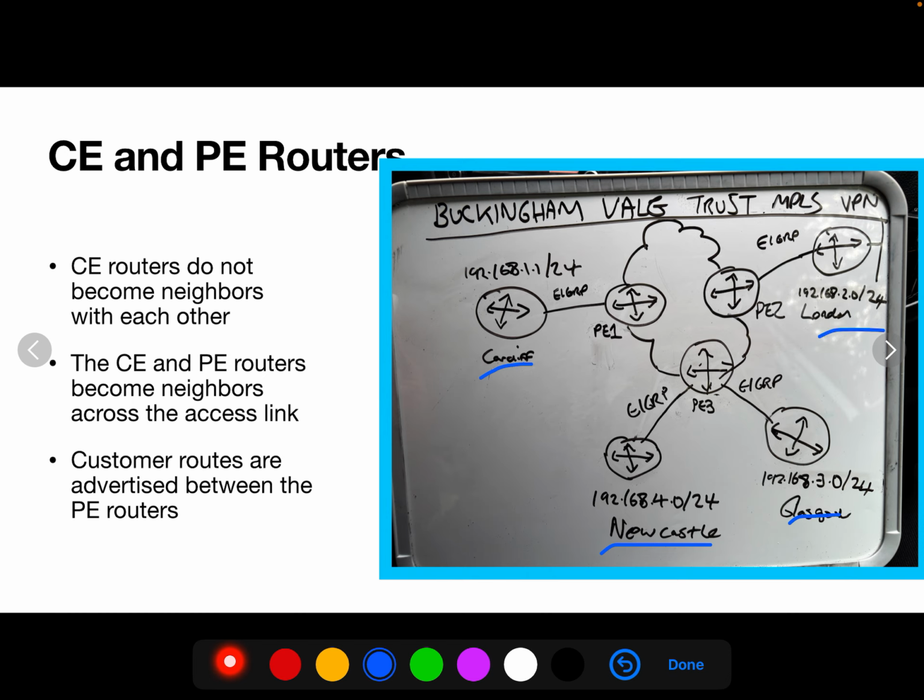These are CE routers. They don't become neighbors with each other. The customer edge and the provider edge routers become neighbors with each other, and customer routes are advertised between the provider edge routers. So we've got 3 provider edge routers in this MPLS network here, and we've got 4 customers, one for each school.